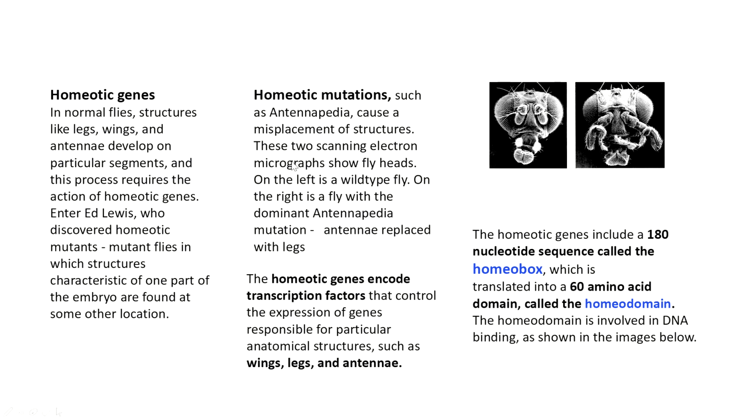These two scanning electron micrographs show fly heads. On the left is the wild type, where all the structures are at their specific regions. This is a normal fly. But here we can see a fly with legs on the head region instead of the antenna. The legs are formed on the head region. This is one of the homeotic mutant forms.